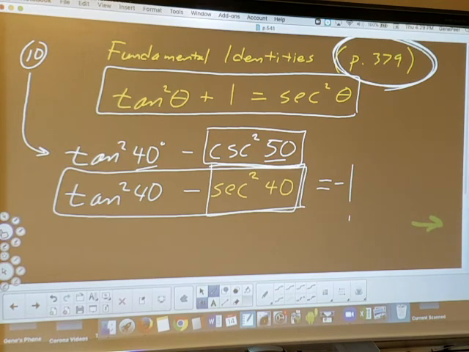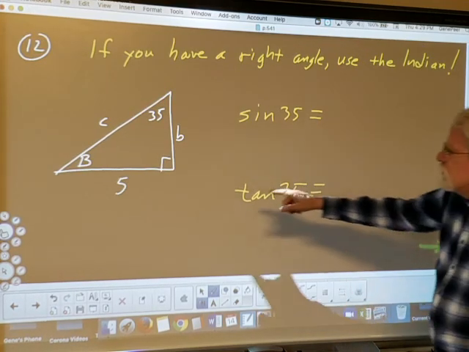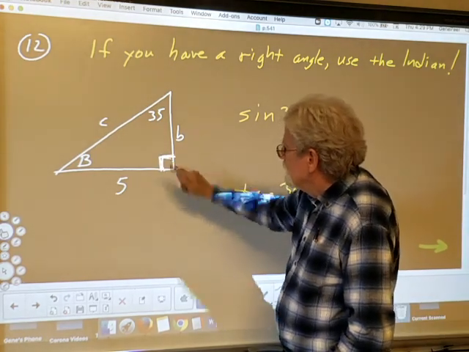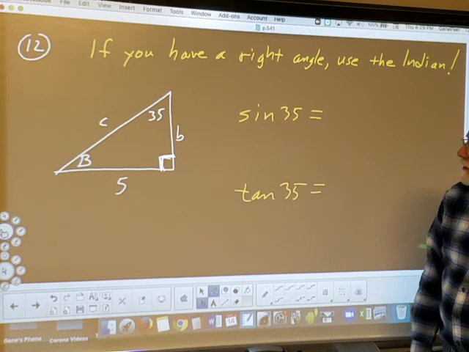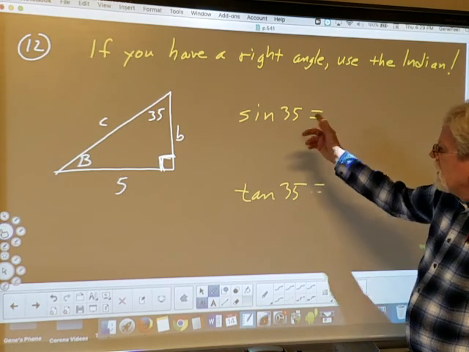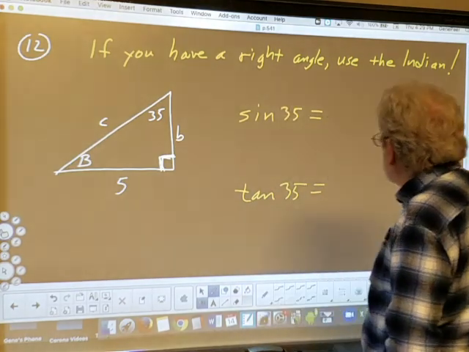Moving on. Number 12, if you are given a right angle, then please just use SOHCAHTOA. Keep life simple. So I'm looking for angle B. Well, let's see, what did I find here first?